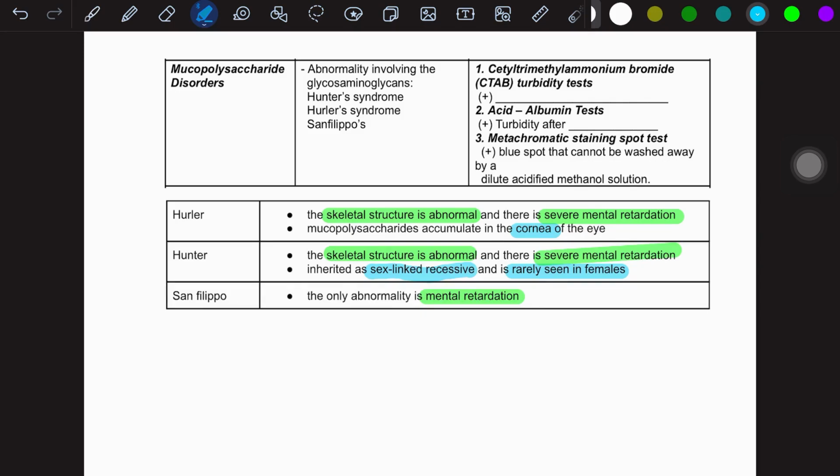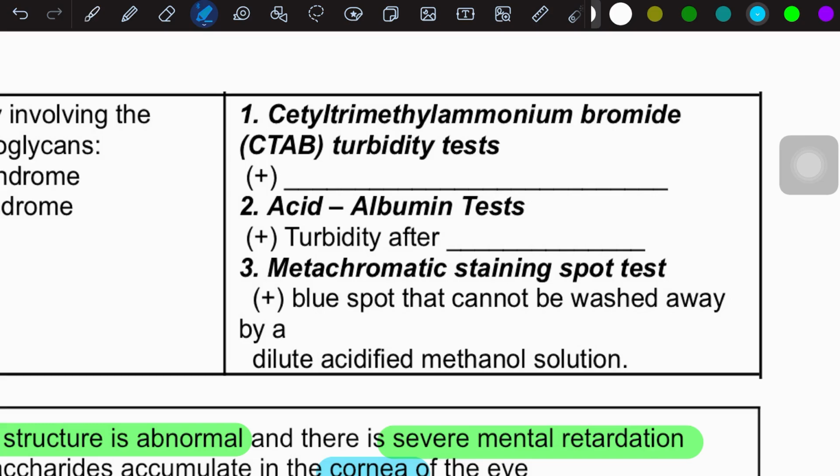So let us now go to the methods of testing. For your screening tests for the mucopolysaccharide disorders, you have your CTAB or cetyl trimethyl ammonium bromide turbidity test, acid albumin test, and metachromatic staining spot test. For your CTAB and your acid albumin test, the positive result is a thick white turbidity.